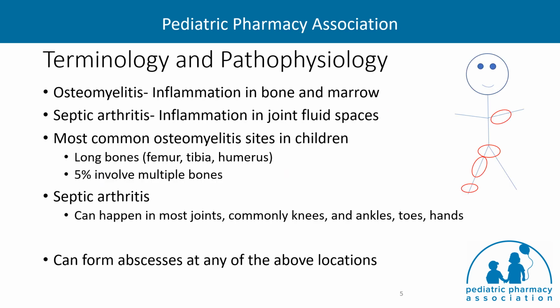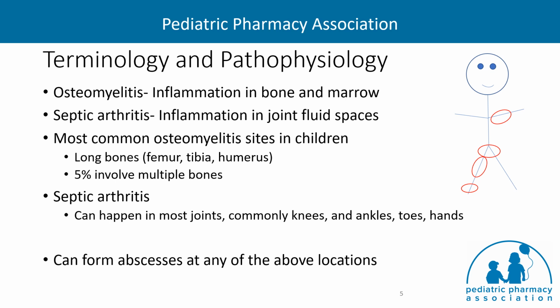To make sure we're all on the same page in terms of general terminology and pathophysiology, in general, osteomyelitis is inflammation in the bone and marrow. Septic arthritis is inflammation in some sort of joint space. The most common site of osteomyelitis is the long bones in children. Some examples: femur, tibia, and humerus. About 5% may involve multiple bones. Septic arthritis can happen in most joints in the body. Commonly they are in the knees, ankles, toes, or hands.